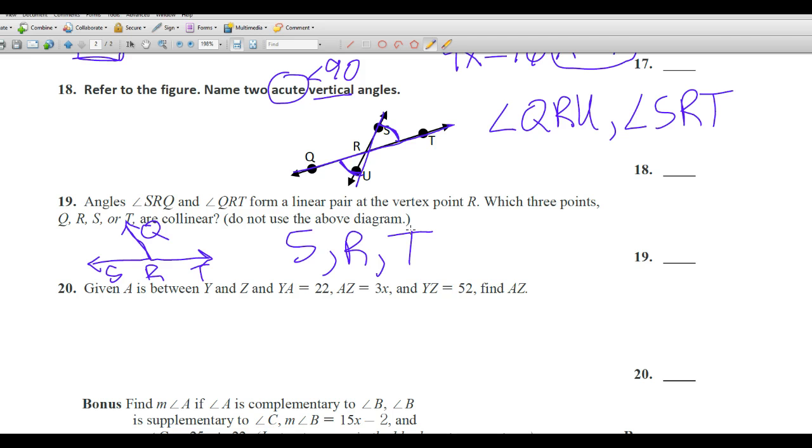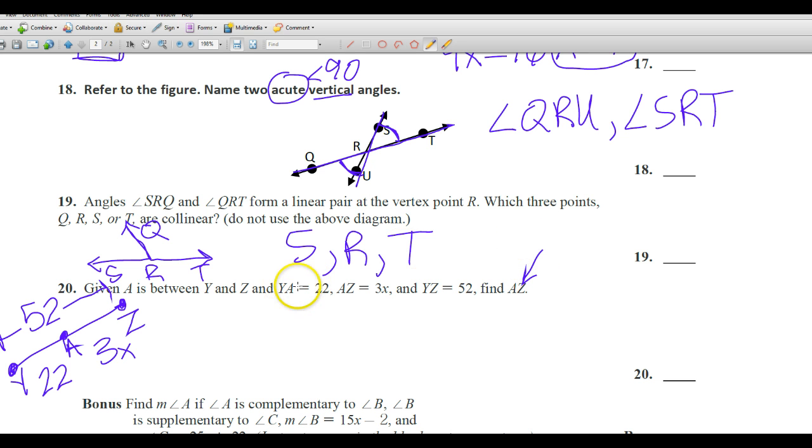Number 20, given A is between Y and Z, so let's make a diagram. YA is 22, label it. AZ is 3x, label it. And YZ is 52, label that. Find AZ. So on this problem, we're going to have to substitute back in. We have to figure out what x is first. By the segment addition postulate, our two parts added together is equal to the whole. So we have YA, which is 22, plus AZ, which is 3x, is equal to YZ, which is 52.